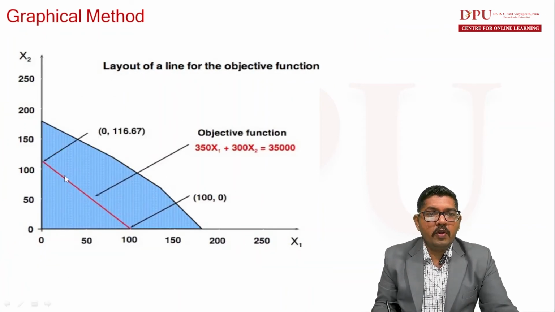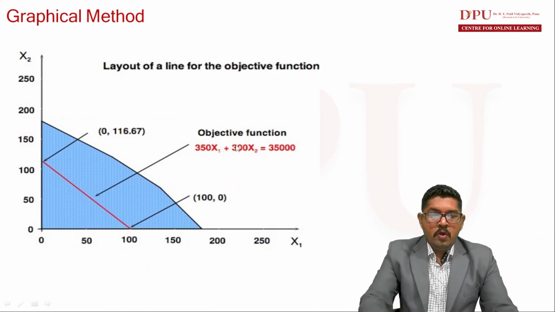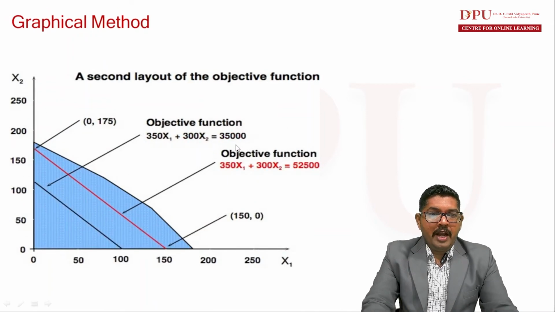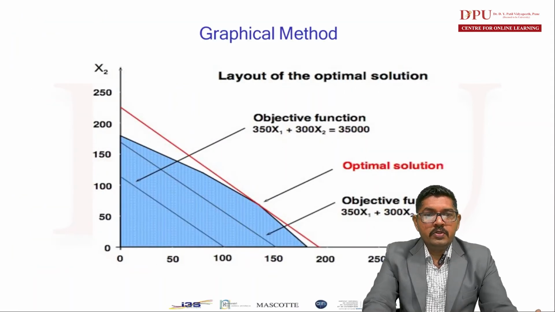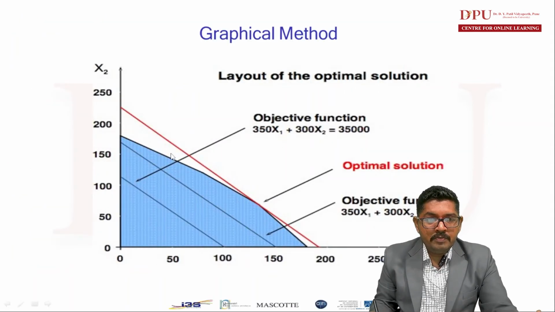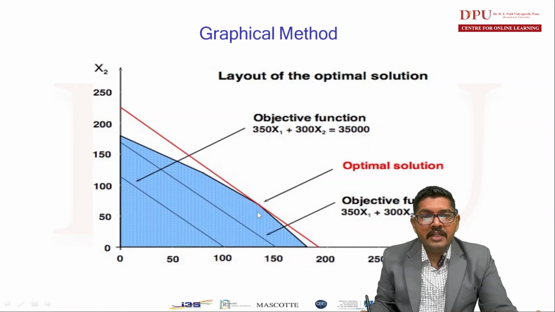There is one more way to do that, and it is the layout of the line for the objective function. So when we draw the objective function line, that is 350 x1 plus 300 x2 is equal to 35,000, what we do is keep moving this particular line outward, away from the origin, until it is in the feasible region. Now this particular line is moving out of the feasible region, but it is tangent to one of the points of the feasible region, and this particular point is the optimal solution.